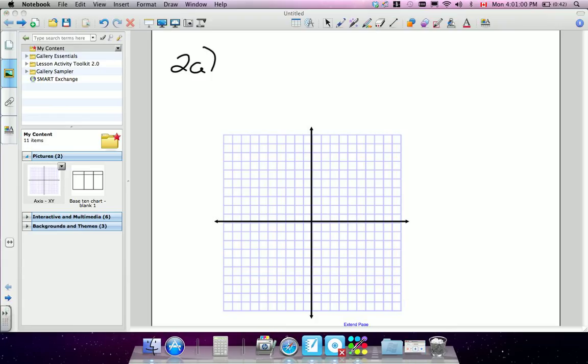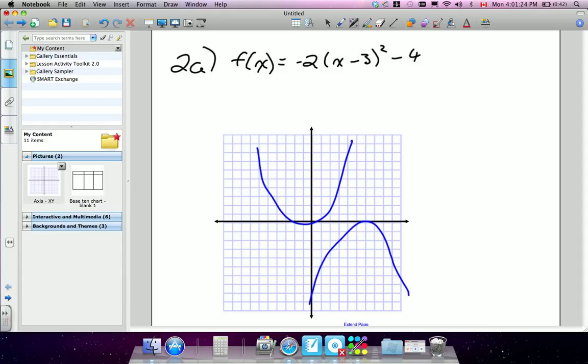Okay, number 2a, the question says f of x is equal to negative 2, bracket x minus 3, end bracket squared, minus 4. Alright, so this is a quadratic function, so we know it's going to be something like this or something like this, facing upwards or downwards.